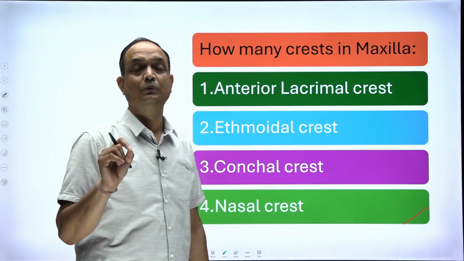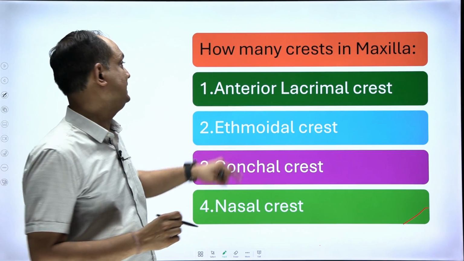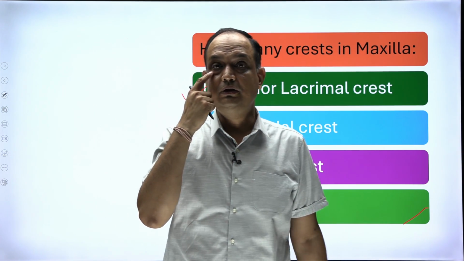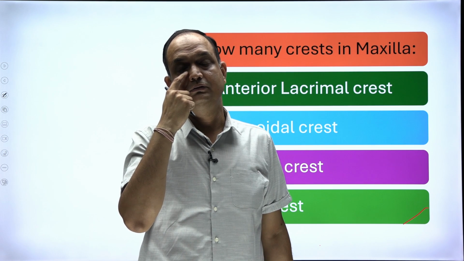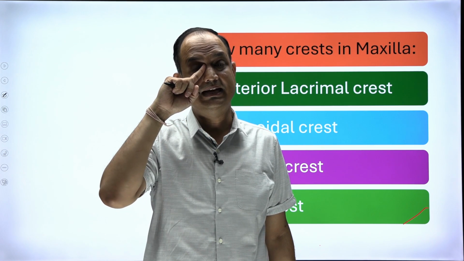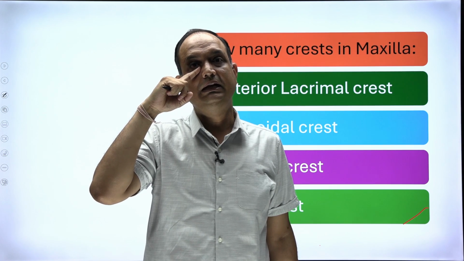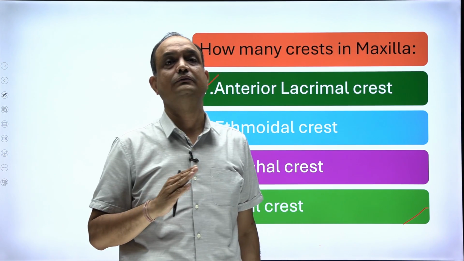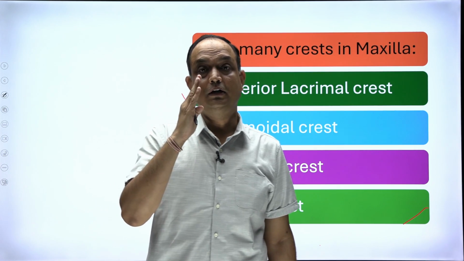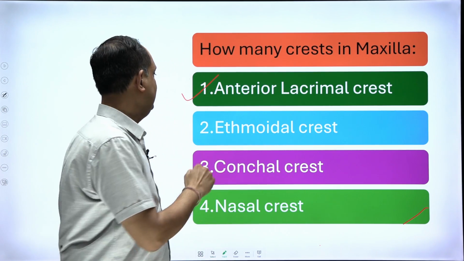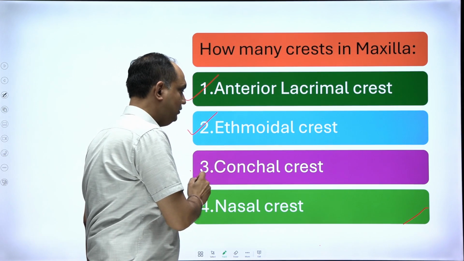The first and most important is the anterior lacrimal crest. Where is the anterior lacrimal crest? It is a continuation of the inferior orbital margin. So if you continue along the inferior orbital margin and reach the medial side, here you will find the anterior lacrimal crest, which separates the lateral surface of the frontal process into an anterior and posterior part. Where are the ethmoidal crest and conchal crest?